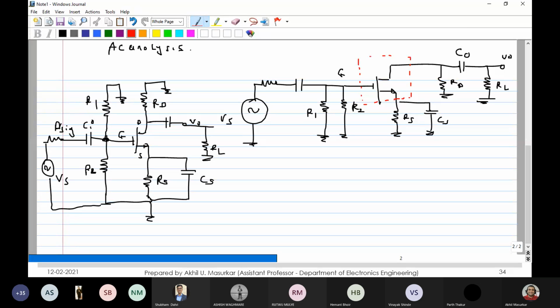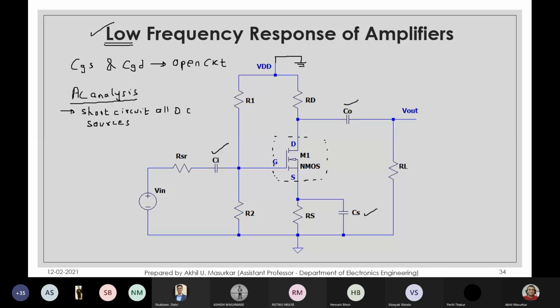Okay, so the question comes here: what should I replace this with? We will replace the MOSFET with the low frequency model. Low frequency model means what?